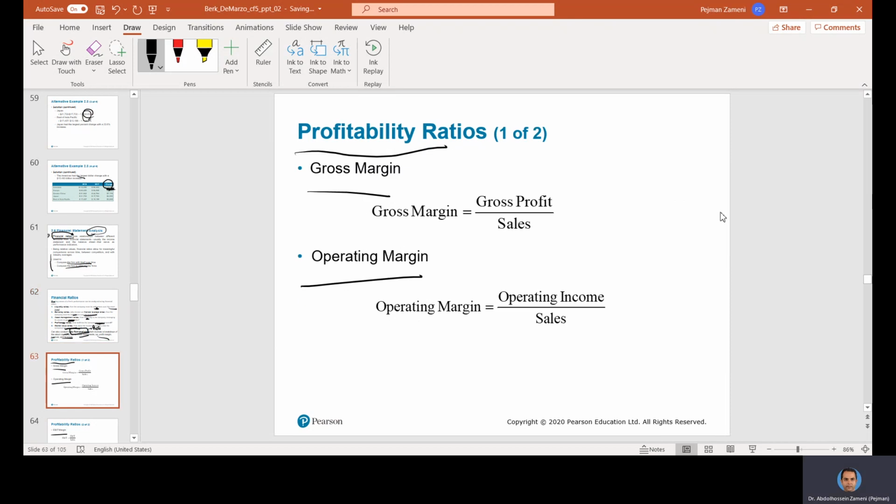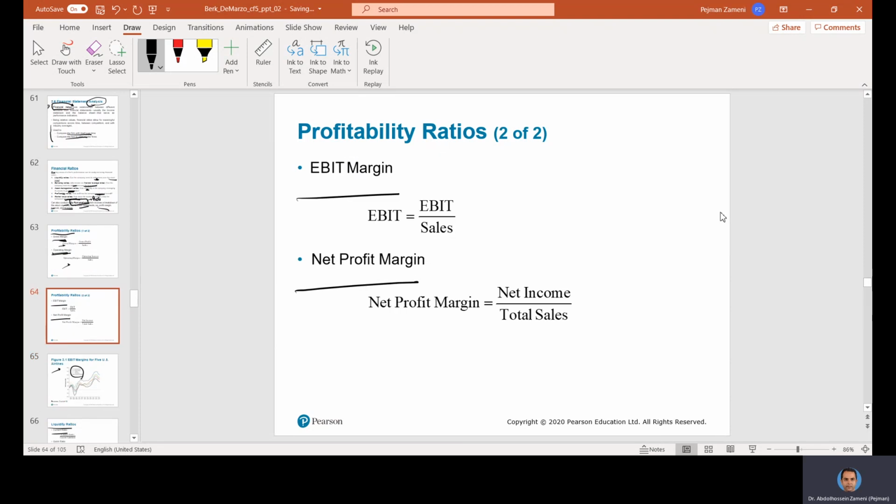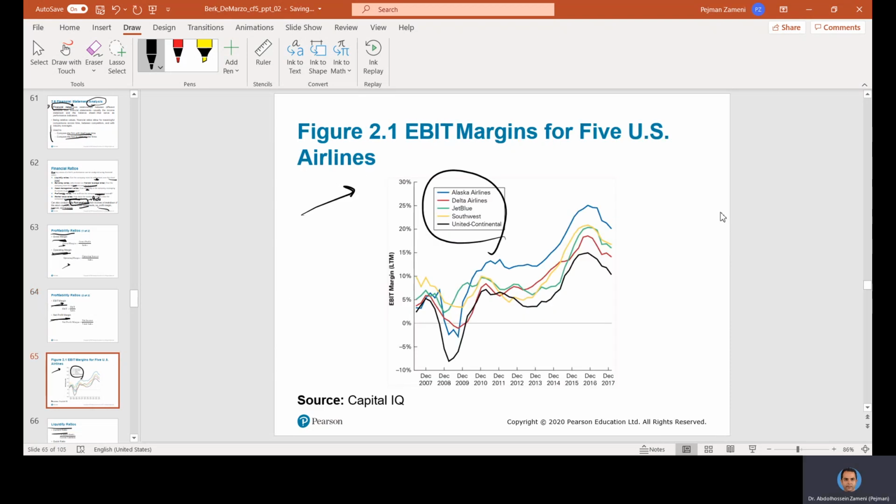Okay, the first category is profitability margin, where we calculate the gross margin and operating margin with these formulas. You do not need to memorize any formula. And we also have EBIT margin and net profit margin as well. And this graph shows the margins for 5 US airlines from 2017 up to 2018, which for most of the years from 2009 to 2017, Alaska Airlines is doing better.